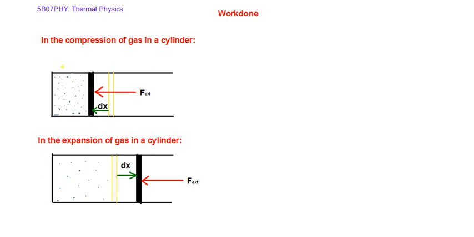The yellow lines in the diagram show the initial position of the piston, and when an external force acts on the piston, it will compress the gas inside the system. Let the piston move from its initial position to the final position by a certain displacement or distance dx here. So you can calculate what is the work done.